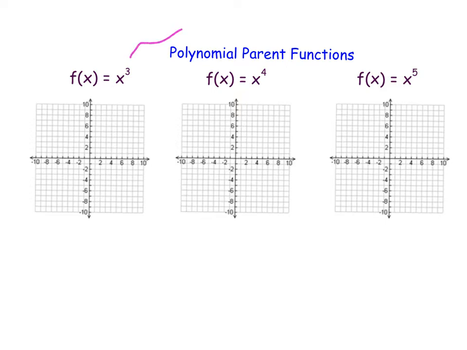Now, I can't really include all of them in this particular video, but a polynomial parent function really is going to look like x to the power of some positive integer. So we're going to explore x to the third, fourth, and fifth, but you're going to need to be able to repeat this process for any polynomial parent function that you might be given. So think x to the sixth, x to the seventh. You would have to go through this exact same process.